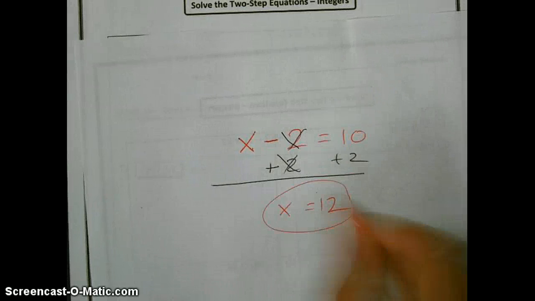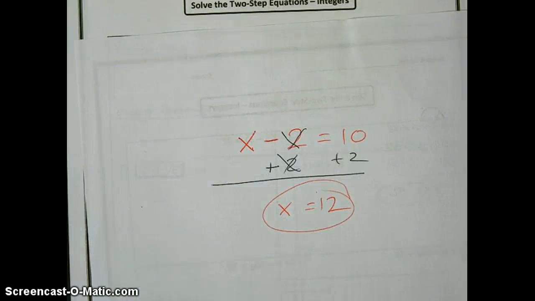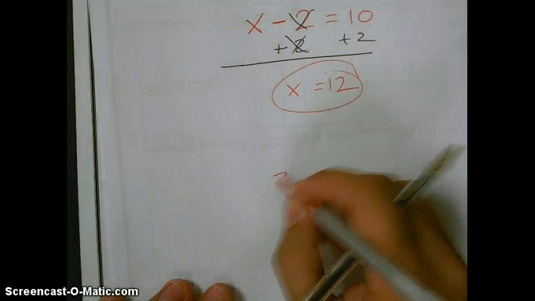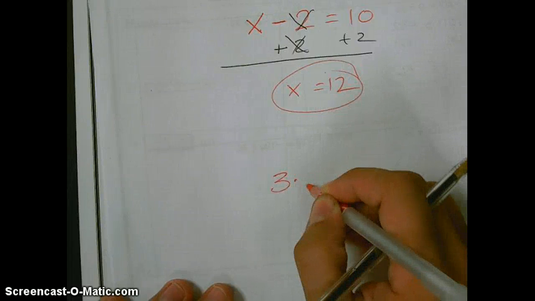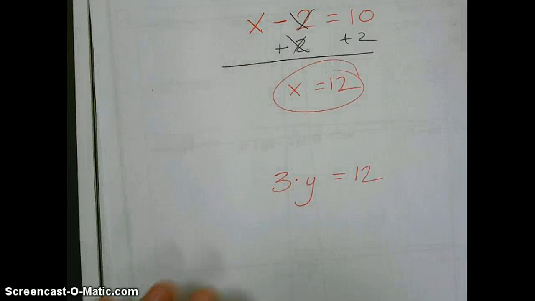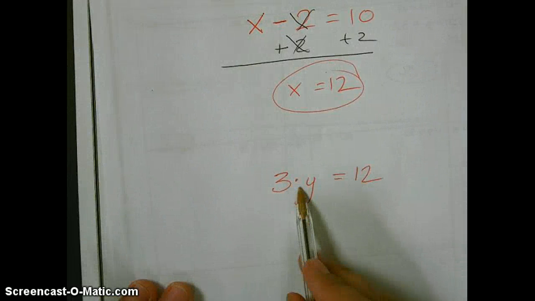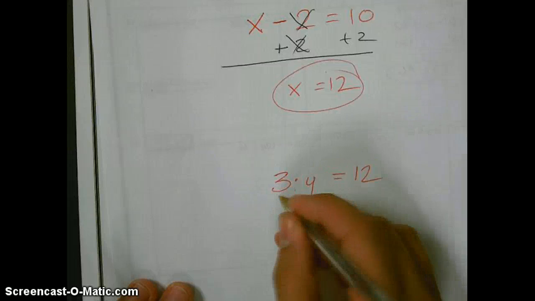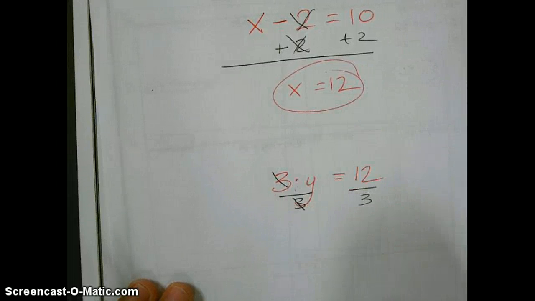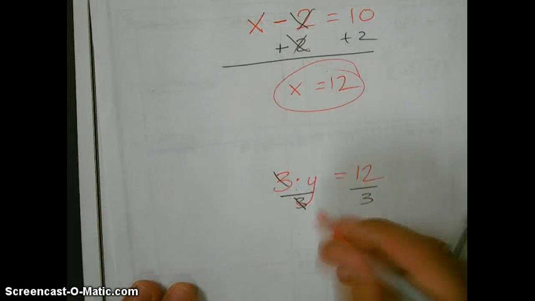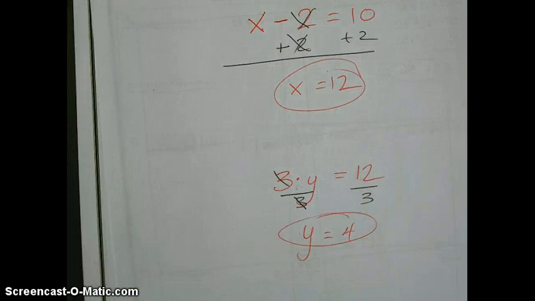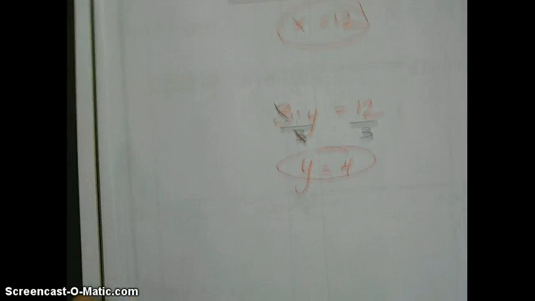Now that wasn't too bad, right? Or then maybe think about the other type of problem we did. Let's say 3 times y, we'll use y this time, equals, say, 12. Now again, we do the opposite. To undo timesing, we divided both sides. And that way the 3's got canceled. And we're left with y equals 12 divided by 3 is 4. Now those were two different problems that we did yesterday, okay?